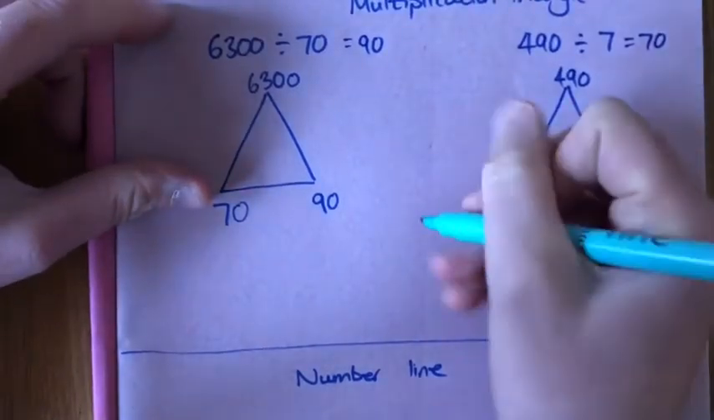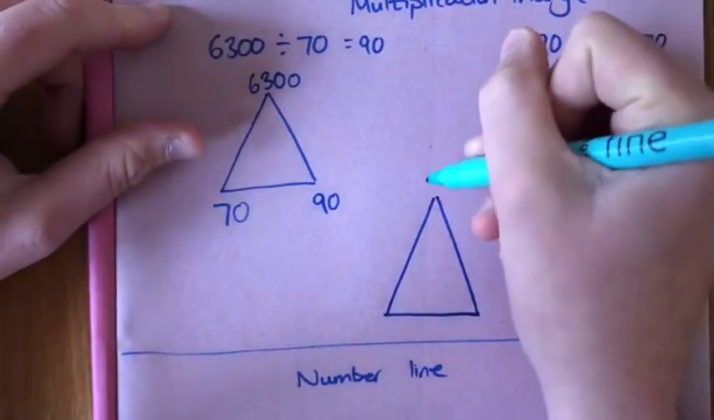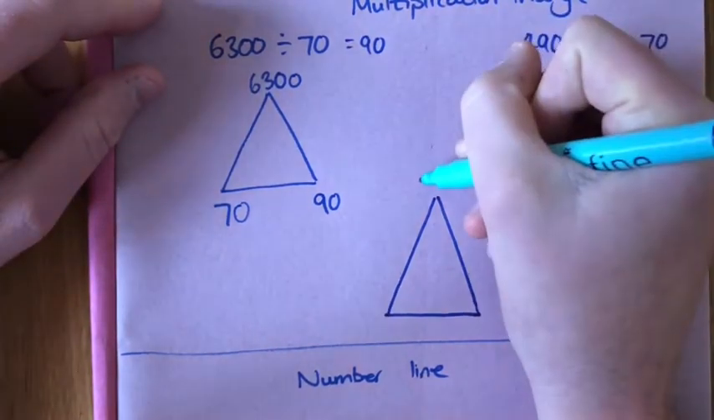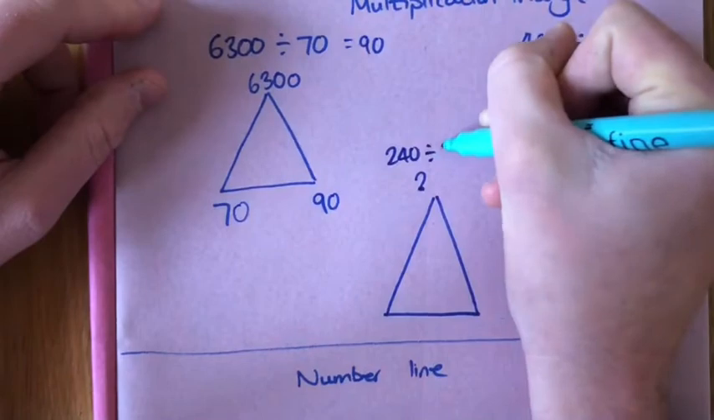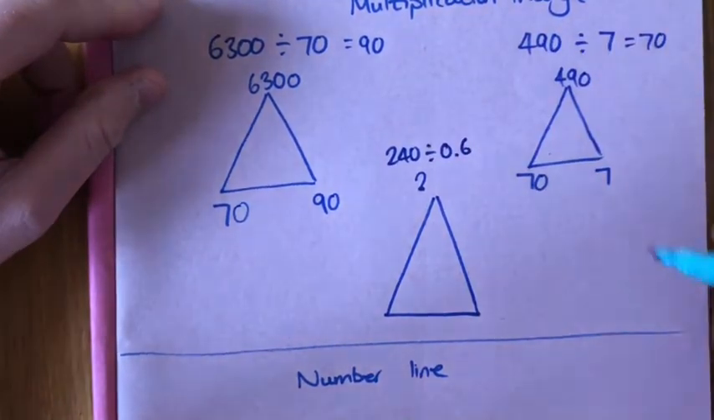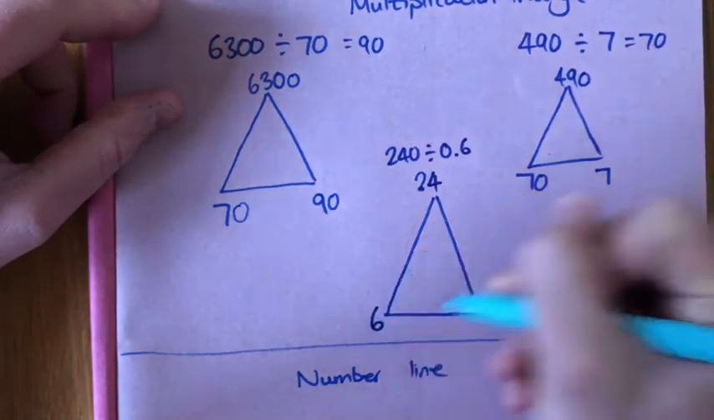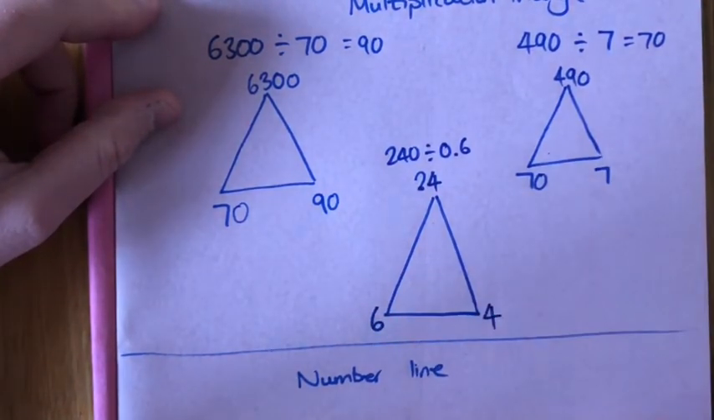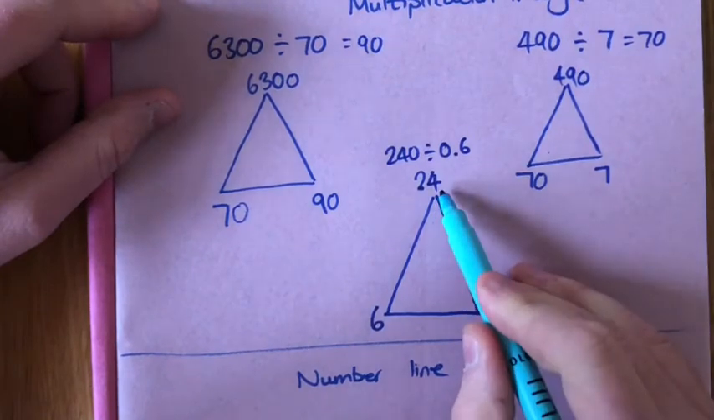And it works for decimals. Let's say we've got something like, let me do the question, 240 divided by 0.6. Well, that to me looks a lot like 24 divided by 6. And 24 divided by 6 is 4. So at this point, I'm going to go, well, actually, I need to times that by 10.